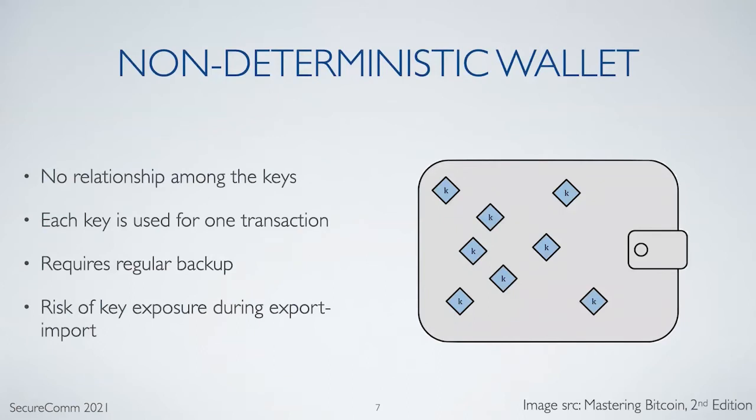A non-deterministic wallet is a collection of randomly generated keys. There is no relation between one key and the next. Each key is used for one transaction in an attempt to make the user anonymized. The downside of this approach is that the wallet requires regular backup, ideally after each transaction. The user needs to keep the backup file in a safe location.